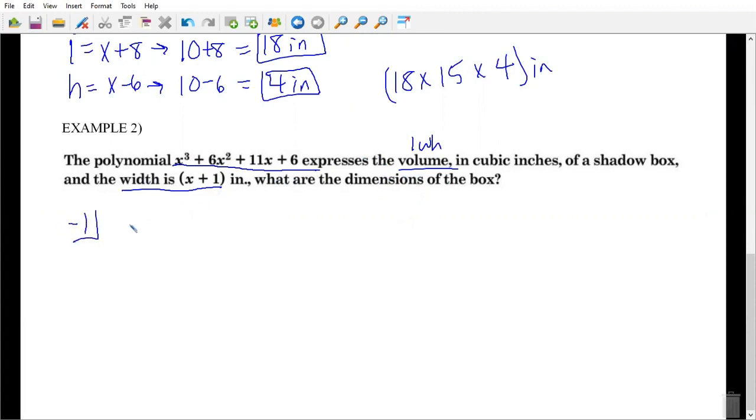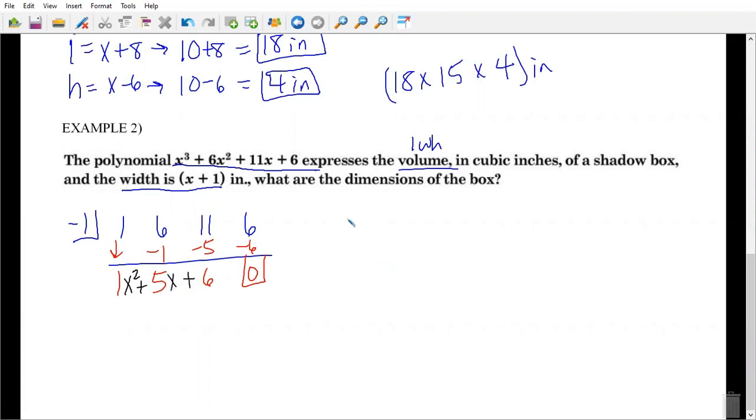So -1, and we have 1, 6, 11, 6. We're going to bring down our leading coefficient. -1 times 1 is -1. 6 minus 1 is 5. -1 times 5 is -5. 11 minus 5 is 6. -1 times 6 is -6. And we end up with 0. So our quotient is 1x squared plus 5x plus 6.